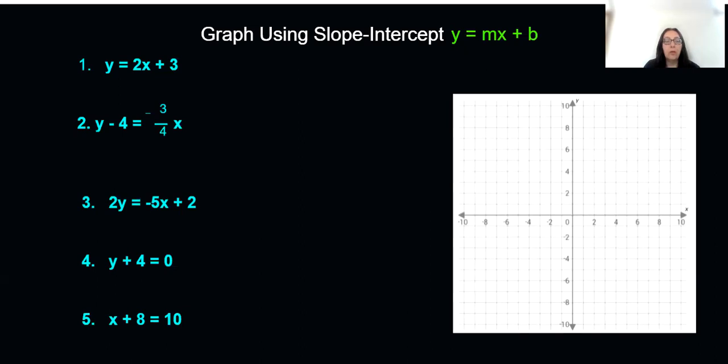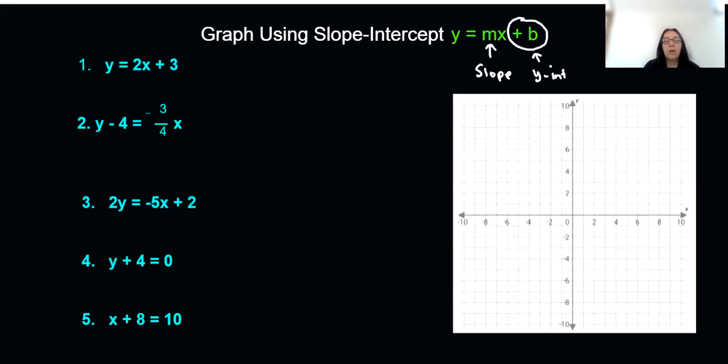Remember, slope-intercept form is y equals mx plus b. M is your slope, and b is your y-intercept. Now remember, the b is where the line crosses the y-axis, all right? That's what your y-intercept is.